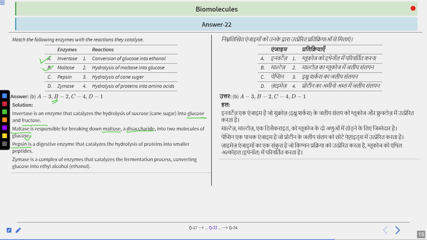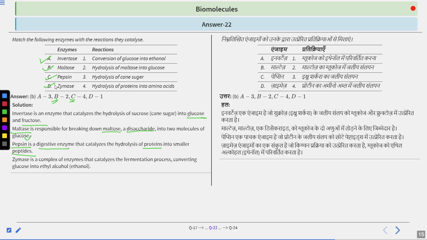Pepsin, which is our C enzyme. So pepsin is a digestive enzyme that catalyzes the hydrolysis of proteins into smaller peptides. So when the proteins hydrolysis happens into the smaller peptides, the process of hydrolysis is catalyzed by the digestive enzyme, which is known as pepsin. That's why C is connected to the fourth reaction, that is hydrolysis of proteins into the amino acids.